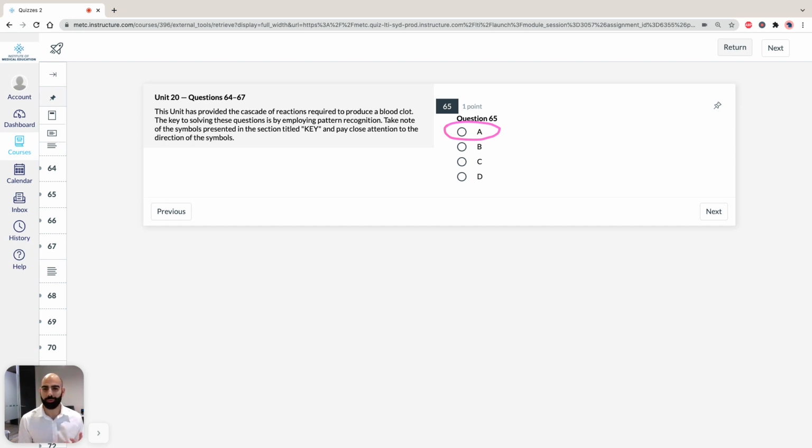And I think the trick with this question was just wrapping your head around the Roman numerals and not getting confused with what they're telling us, and pretty much understanding what a cofactor is and what conversion and activation are.